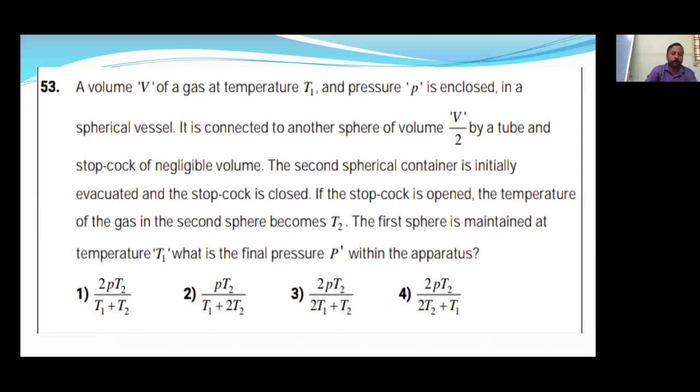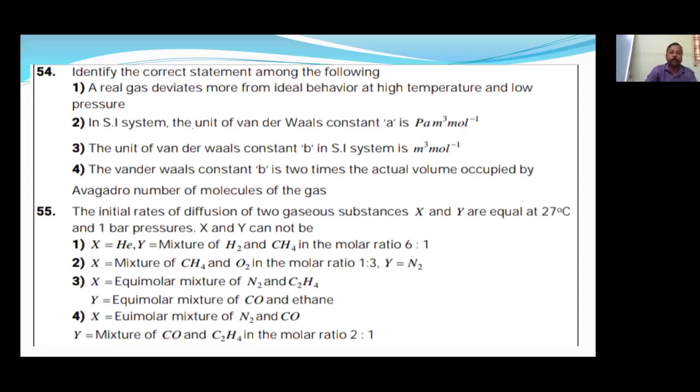The 54th question: identify the correct statement. We have to identify the correct statement. First, real gas deviates from ideal gas at high temperature and low pressure. Second, at low pressure and at high pressure, any gas is close to ideal behavior. So this statement is incorrect.